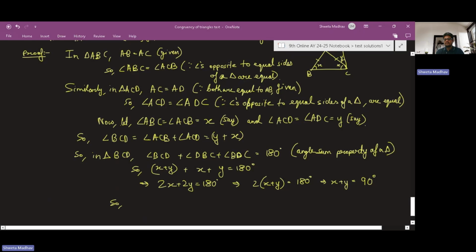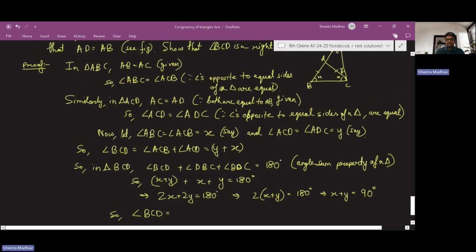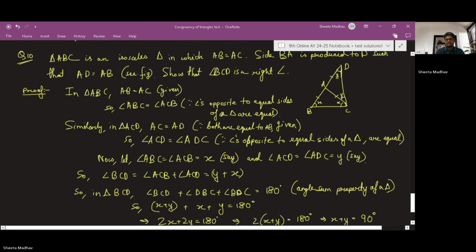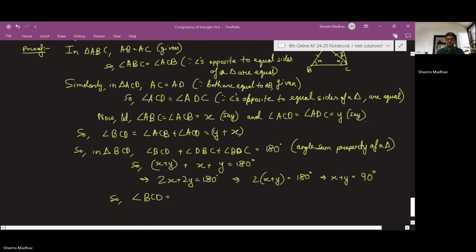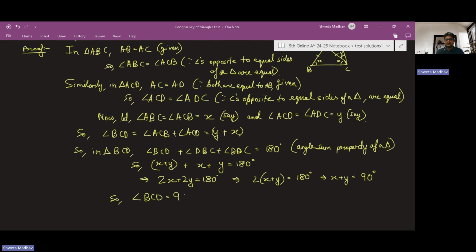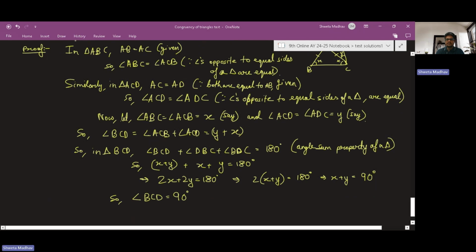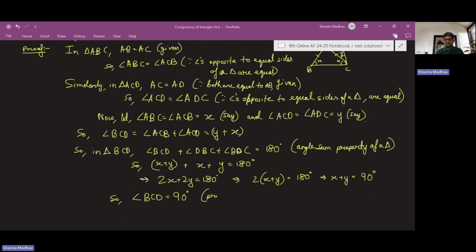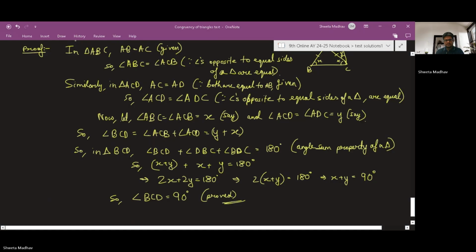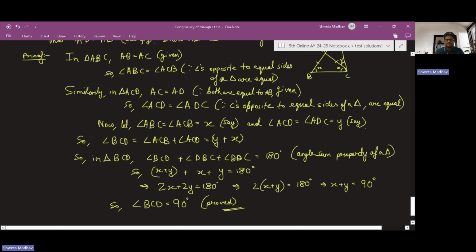So now we can say that angle BCD is equal to 90 degrees, since x plus y is BCD. So hence proved. Hence proved that angle BCD is a right angle.